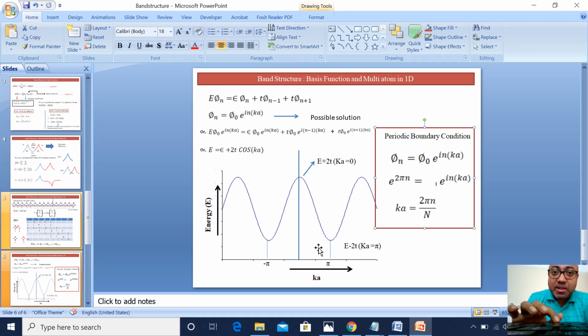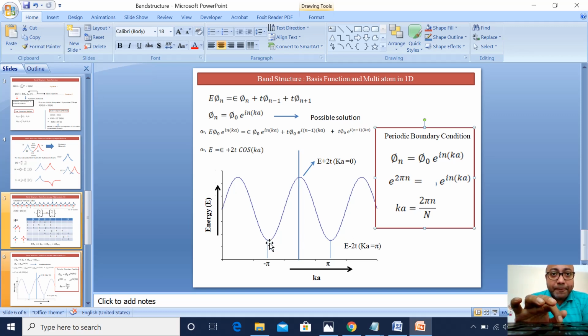Now my question is, how many solutions are we expecting? Capital N solutions, correct? For example, if we have 2 hydrogen atoms which form a molecule, how many eigenvalues do we get? 2 eigenvalues. Suppose you have 3 hydrogen atoms, and somehow they form a molecule, how many eigenvalues? 3 eigenvalues. So these are the solutions. If you have capital N atoms, how many solutions? Capital N solutions.